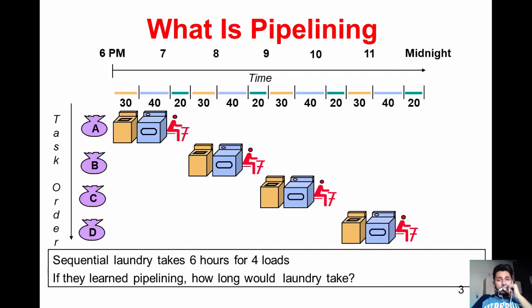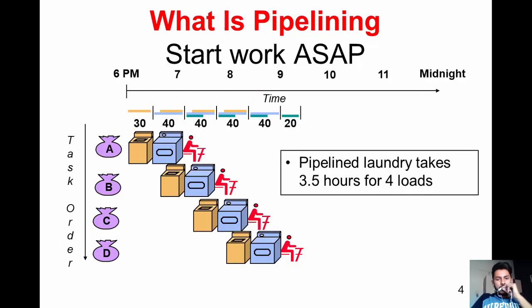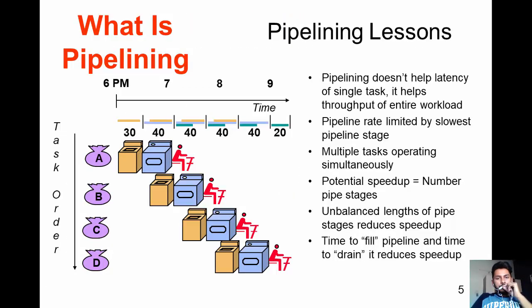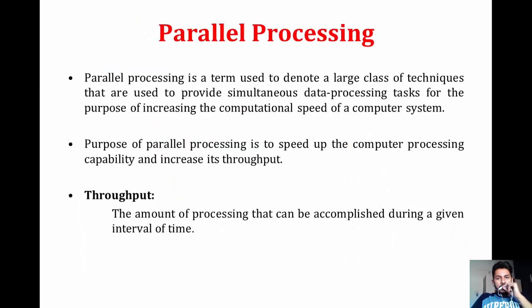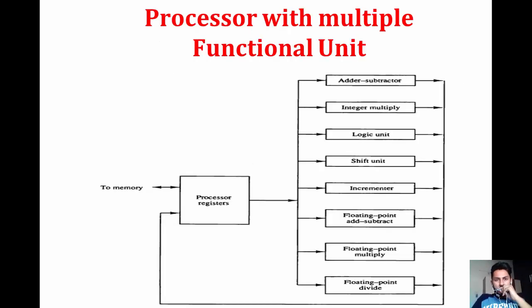So take an example: what is the benefit of pipelining, how it reduces the time to complete all the tasks. And why pipelining? Ultimately, the need for pipelining is to provide, to achieve, parallel processing. So it is a sub part of parallel processing. We discussed a few things related to parallel processing as well.